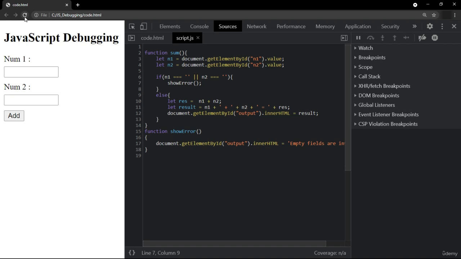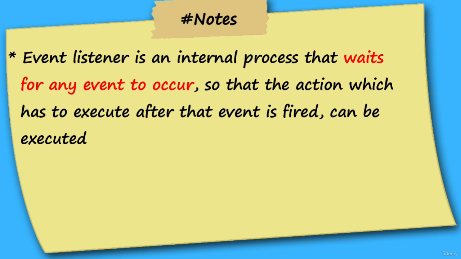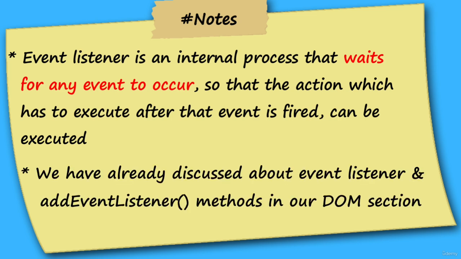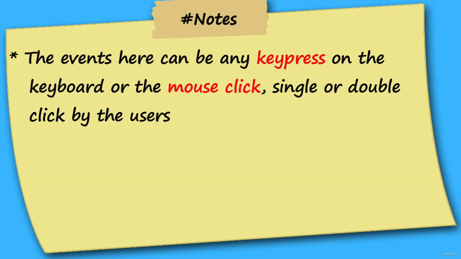To use event listener breakpoints, first let us understand what an event listener is. An event listener is an internal process that waits for any event to occur so that the action which has to execute after that event is fired can be executed. We have already discussed event listeners and the addEventListener method inside the DOM sections. The events here can be any key press on the keyboard, or the mouse click, single or double click by the users.